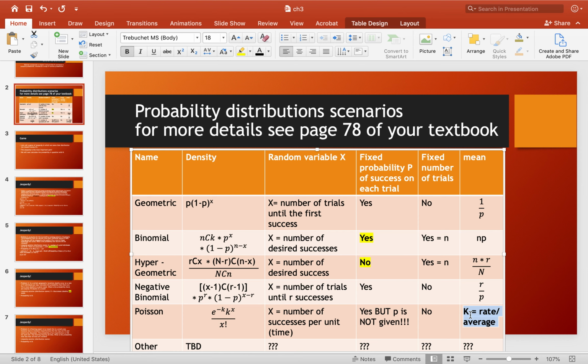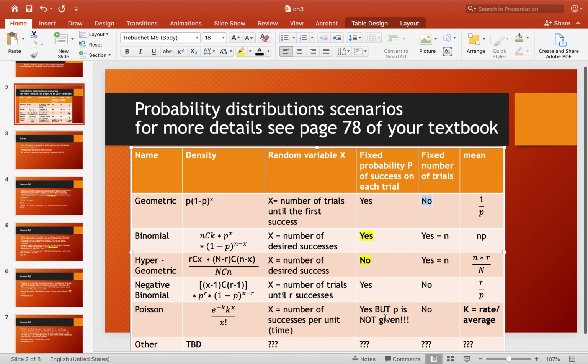It says k, which is the rate or average, is what I should put here. So I'm going to go with the Poisson because, if I look at these other ones, the only other ones without a fixed number of trials are going to be the negative binomial and the geometric, and I don't see that here. There's only one other that doesn't require a fixed probability of success, which is the hypergeometric. But if I look at this, it requires a fixed number of trials, and I just don't think that I fall in that situation. So I'm going to do the Poisson here.